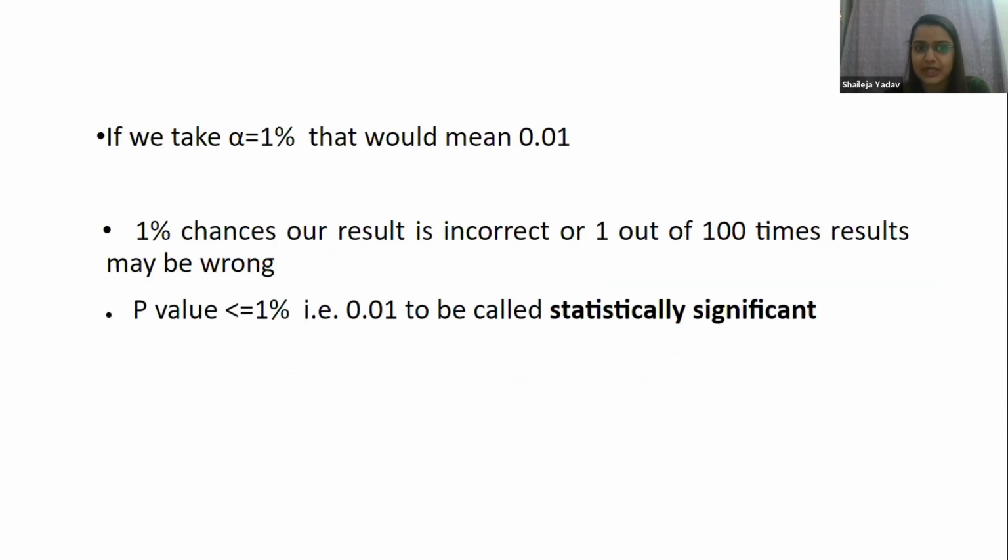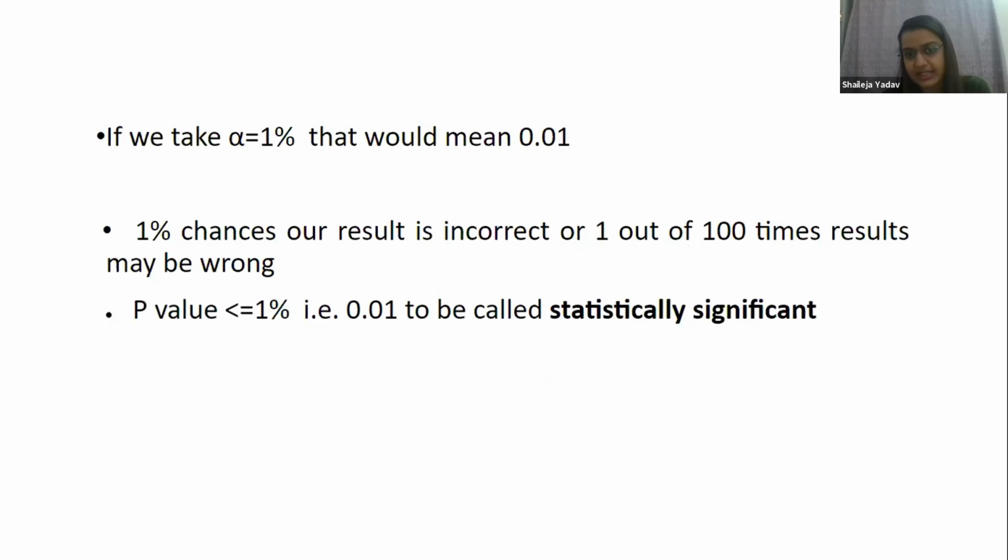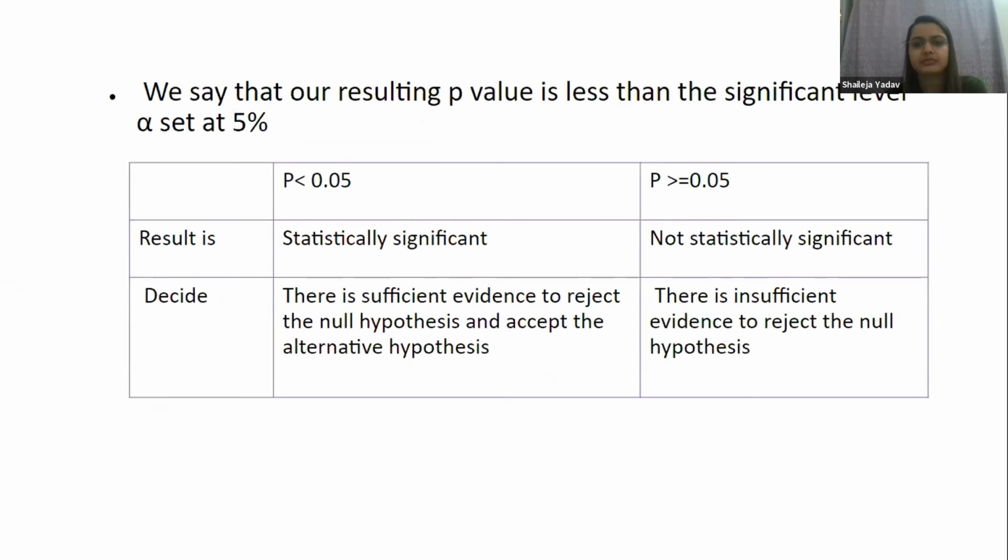If we take alpha at 1%, that would mean that the alpha would be 0.01, and there will be 1% chances, that is, the chances of being incorrect will be reduced. That is, only one out of 100 times we will be wrong, and then a p-value of less than 1% will be required for the results to be called statistically significant.